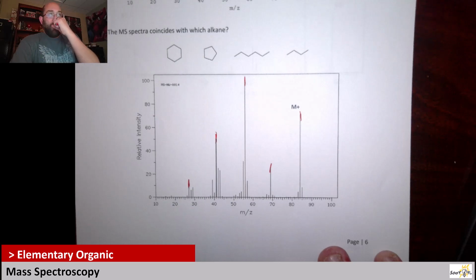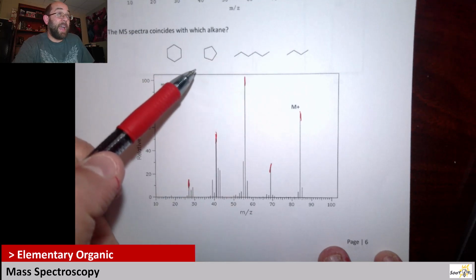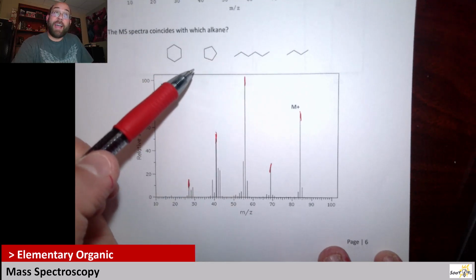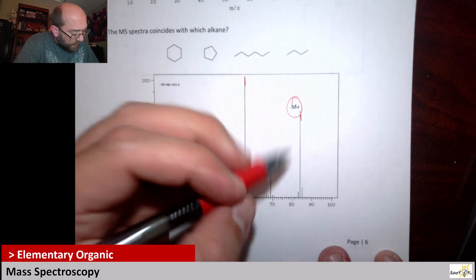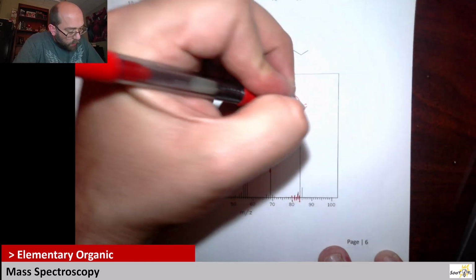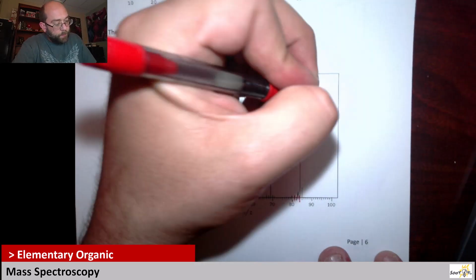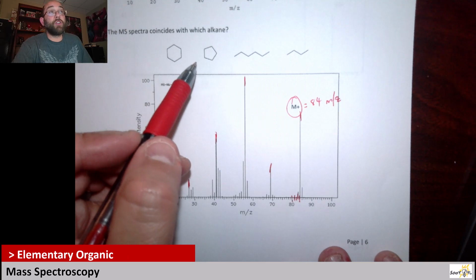But the truth is, if you have a list of choices and all of them have a different mass, then you can easily determine it based only off the M plus peak. In this case, this peak has a mass, let's see, here's 80, 81, 82, 83, 84. So what I need to do is look at each one of these and calculate their total mass.